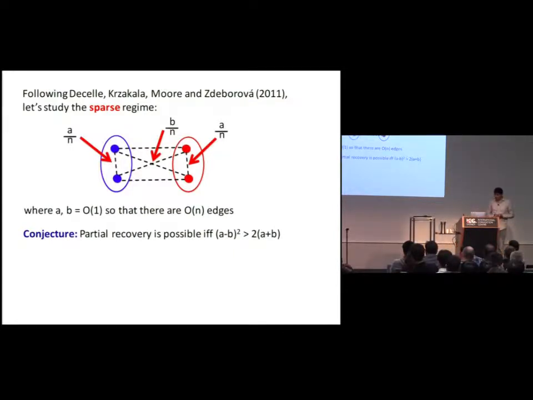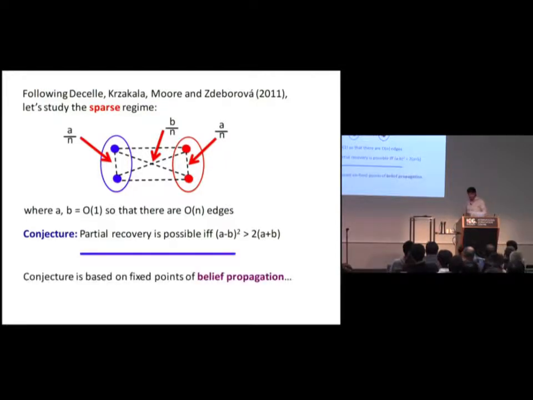So in fact, Decelle et al. made this incredibly striking conjecture, which said that partial recovery should be possible in this simple stochastic block model if and only if (a minus b) squared is strictly larger than 2 times (a plus b). There are no hidden constants in it. So this is a really strong conjecture, and it is very sharp. The first part of the talk is about the tension between the sharpness and what this means for robustness.